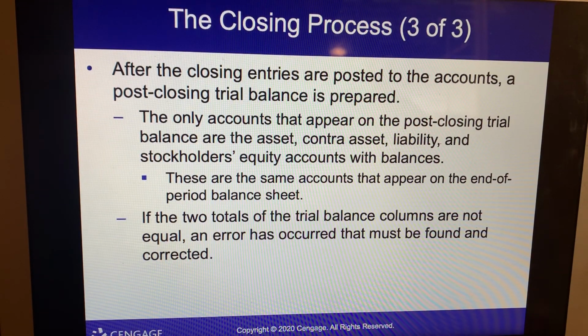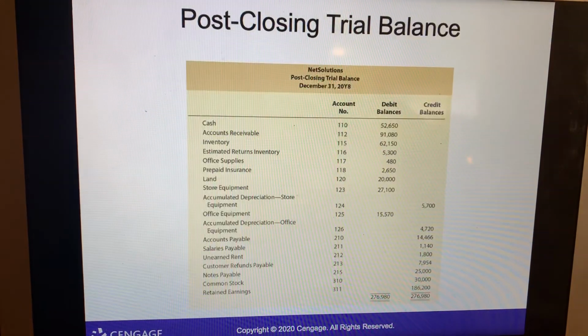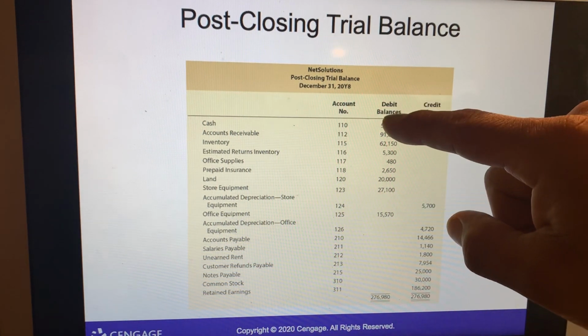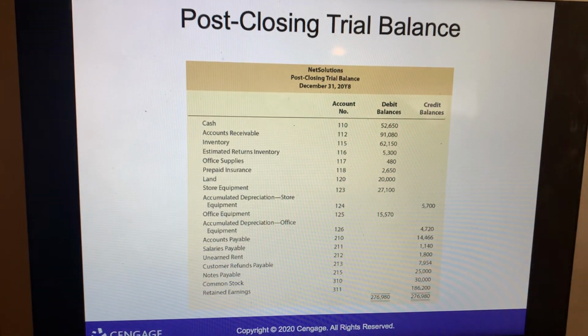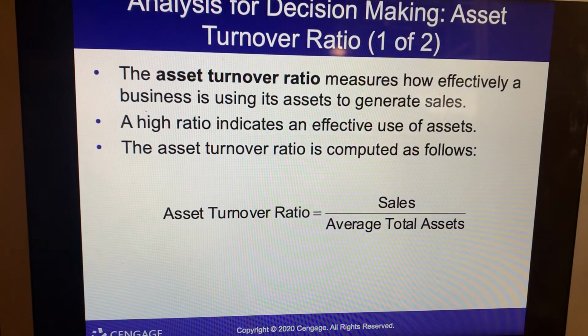After the closing entries are posted to the accounts, a post-closing trial balance is prepared. Okay. And here's the post-closing trial balance. So those are all of our debits. Here's all of our credits, and they balance at the bottom.